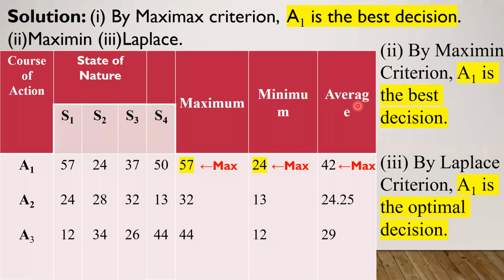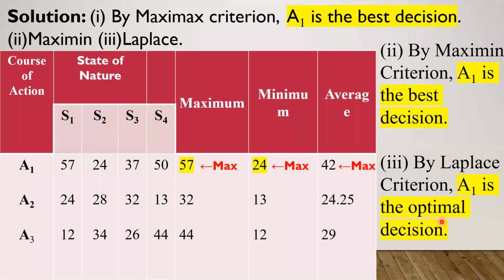Laplace means you will take the average. So what you have to do? Take the average of these 4, 57, 24, 37 and 50. You will add all these and divide by 4. In the last problem, there were 3 states of nature only. Here there are 4. So 57 plus 24 plus 37 plus 50 divided by 4 will give you 42. 24 plus 28 plus 32 plus 13 divided by 4 will give you 24.25. 12 plus 34 plus 26 plus 44 divided by 4 will give you 29. Then take the maximum average, that is 42. It is for A1. So by the Laplace criterion, A1 is the best decision.